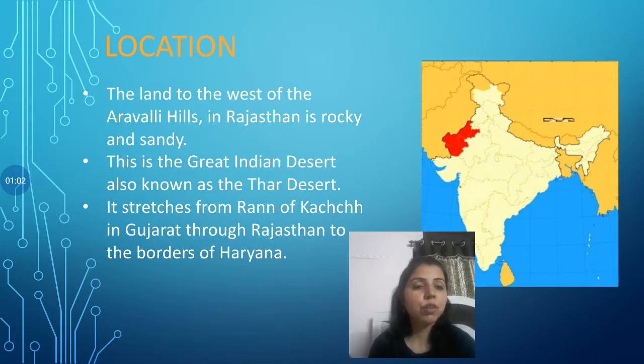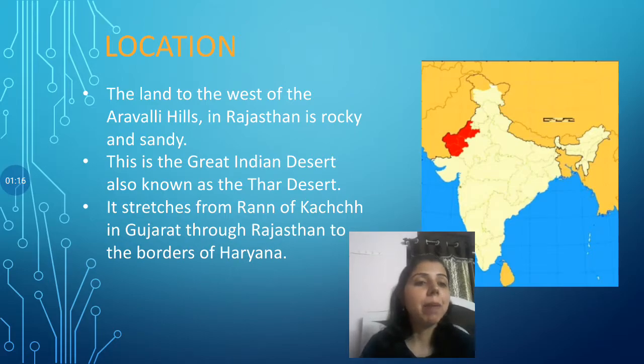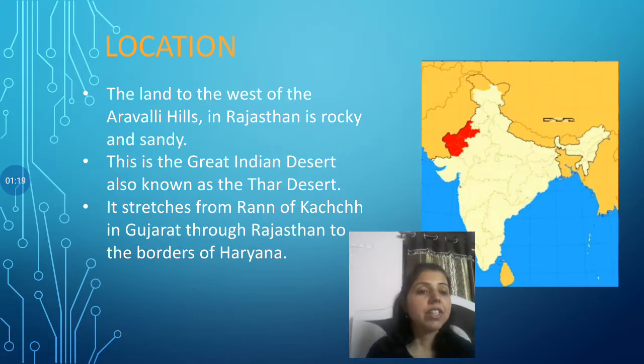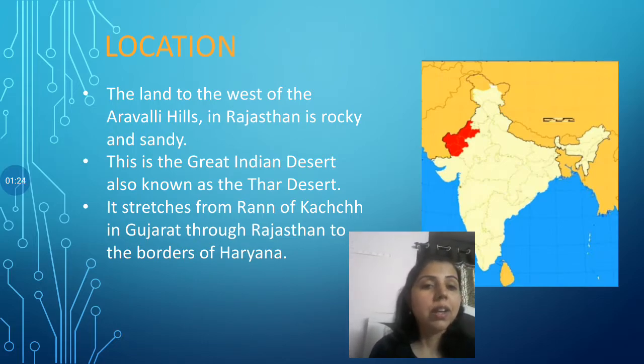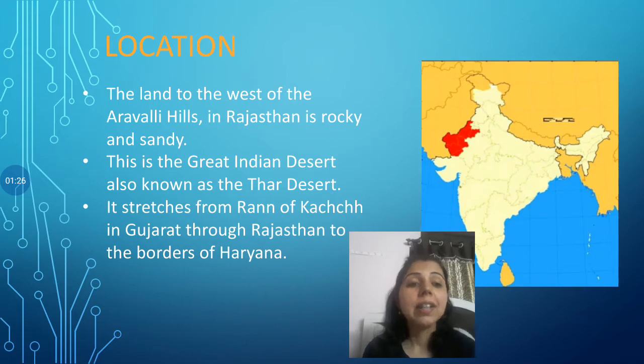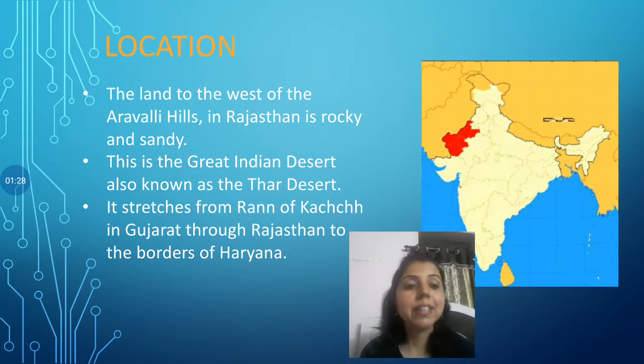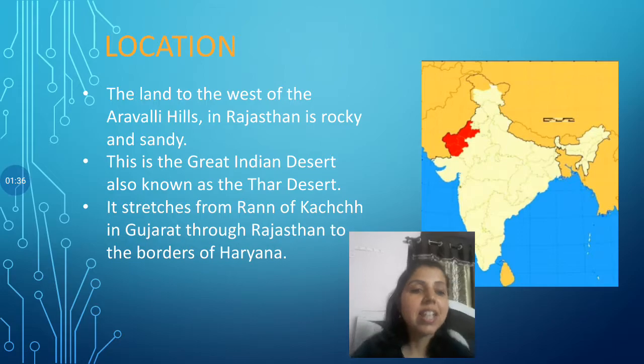Let's see the location of the Western Desert. This is the Great Indian Desert, also known as the Thar Desert. It stretches from the Rann of Kutch in Gujarat through Rajasthan to the borders of Haryana. Let's see it on the map. The area indicated with red color shows the location of the Thar Desert. Yes, it is known by three names: the Western Desert, the Thar Desert or the Great Indian Desert.